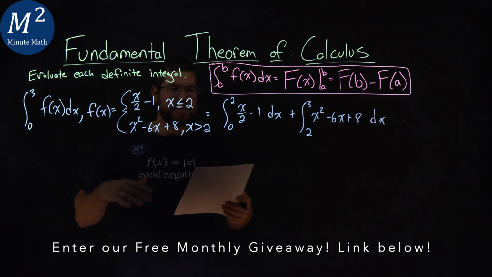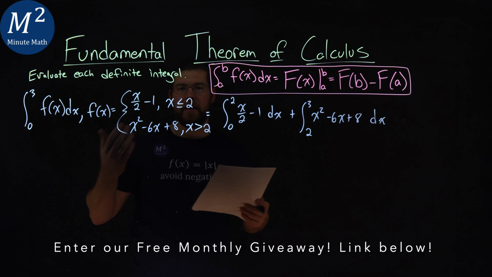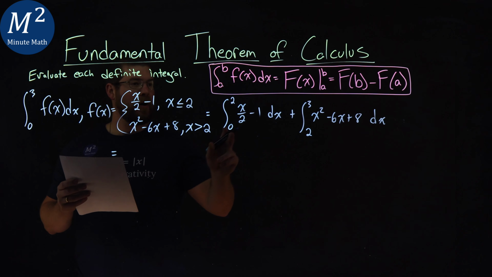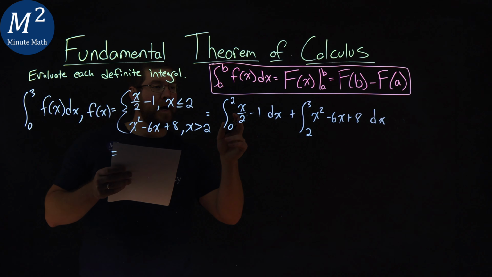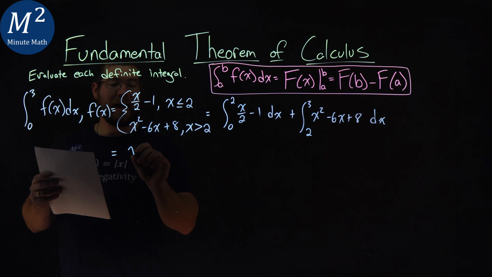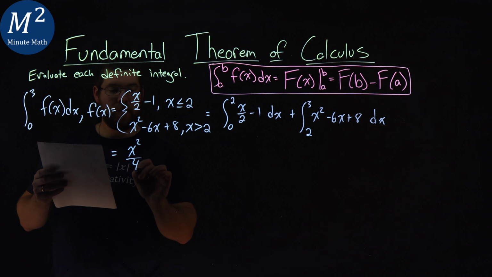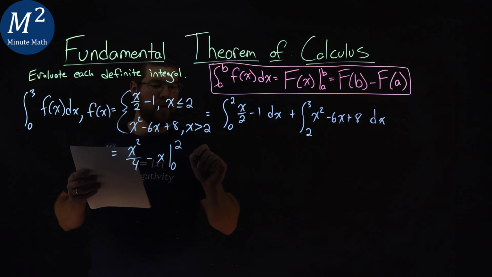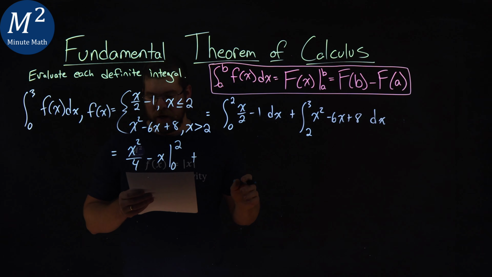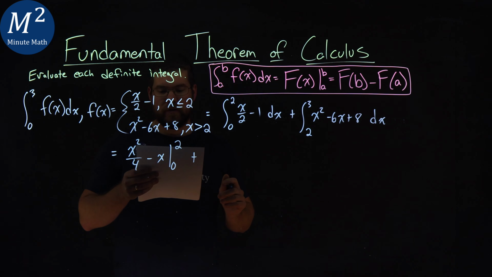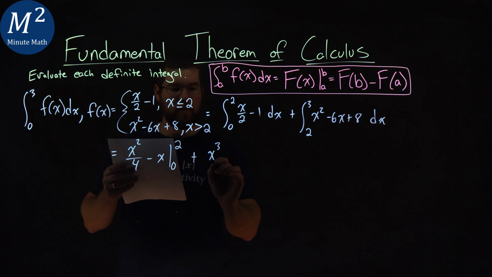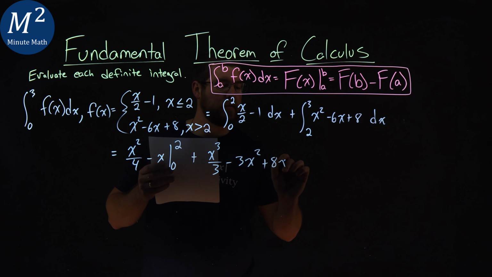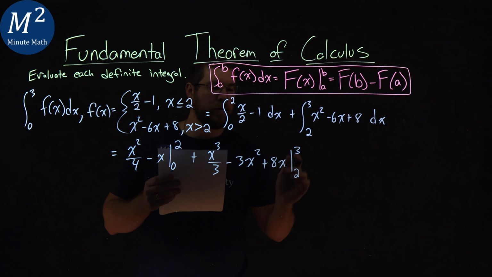So now what we want to do is integrate each part individually and then solve. Our integral of x over 2 minus 1 dx comes out to be x squared over 4 minus x, and we're integrating this from 0 to 2. Plus the second integral, the integral of x squared minus 6x plus 8 is x to the third power over 3 minus 3x squared plus 8x. We're integrating this from 2 to 3.